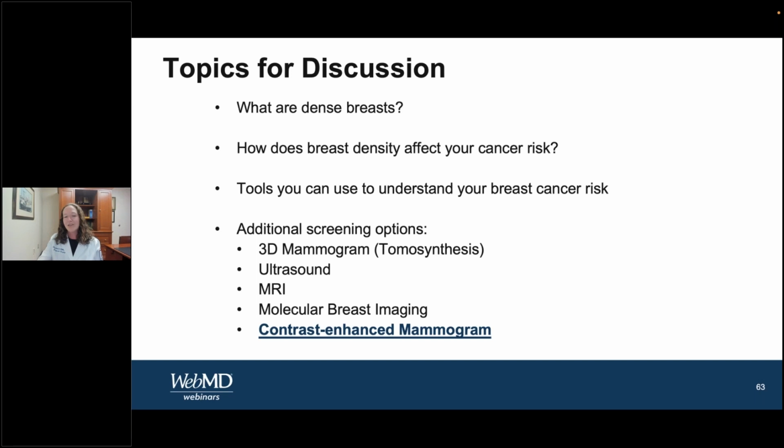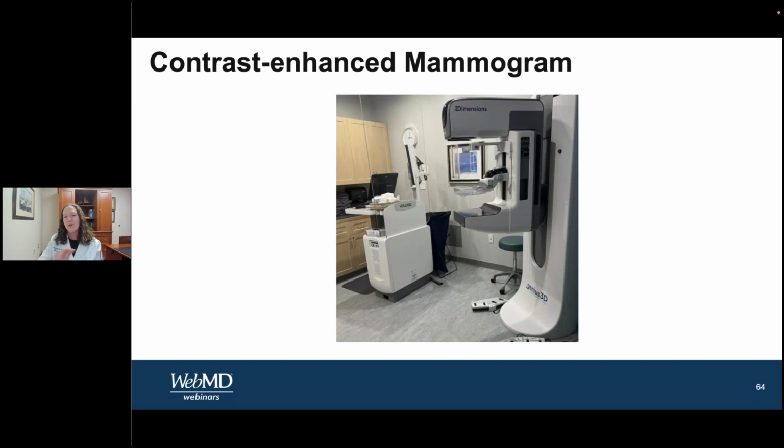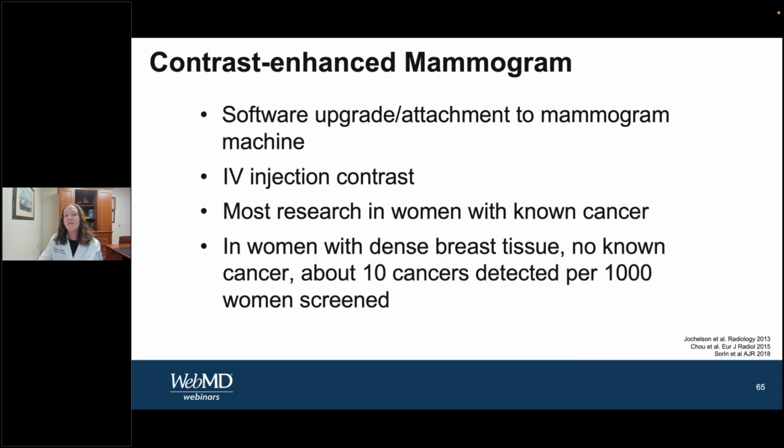So the last technology we're going to talk about is called contrast-enhanced mammograms. From the patient perspective, again, it is very similar to a regular mammogram, where we have the paddle and compress your breast in our standard 2 views for each breast, but there's a software upgrade and attachment to the mammogram machine. And you will get, again for this one, an intravenous line where we inject the contrast material.